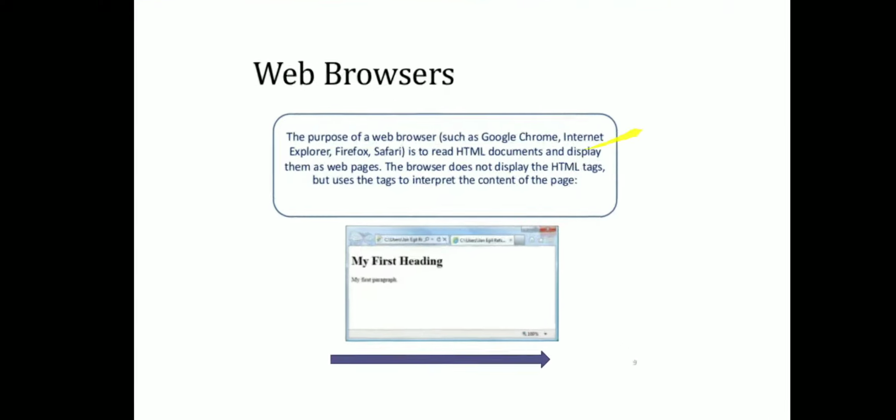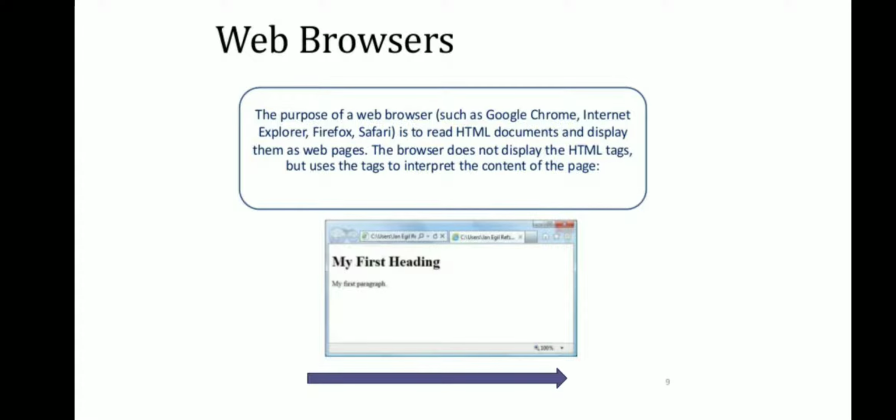Now let us know what is a web browser. A web browser is software which is used to view information on web pages. There are different types of web browsers: Google Chrome, Internet Explorer, Firefox, Safari, and some others. A web browser is used to read HTML documents and display them as web pages. The browser does not display the HTML tags, but it displays the contents inside the tags. So the output will be displayed on the screen as shown here.